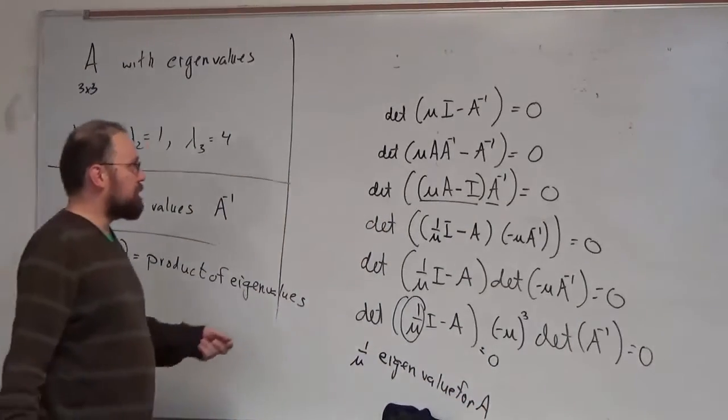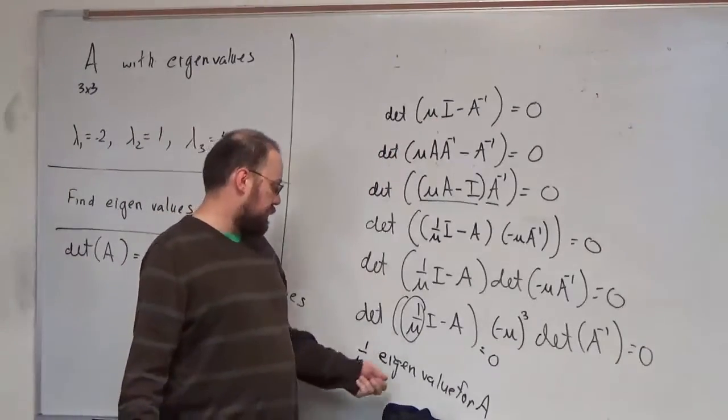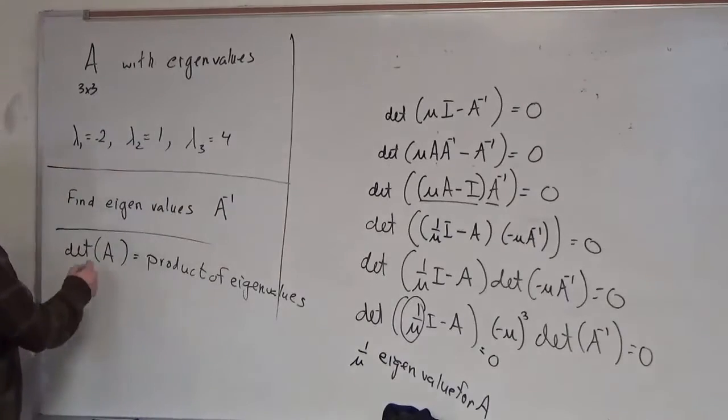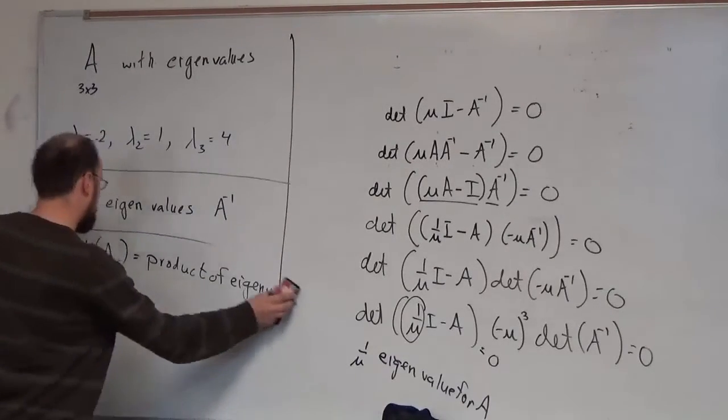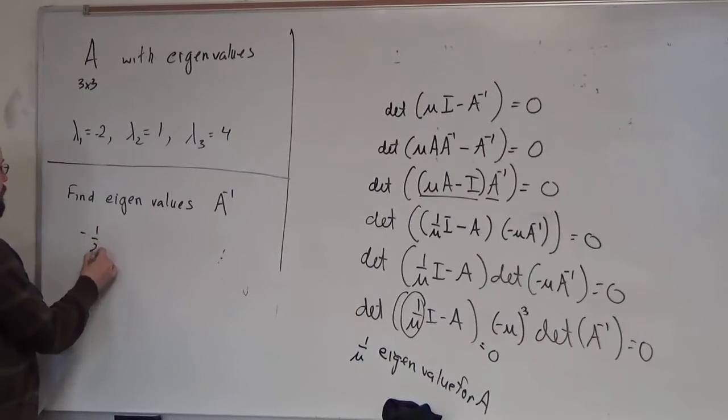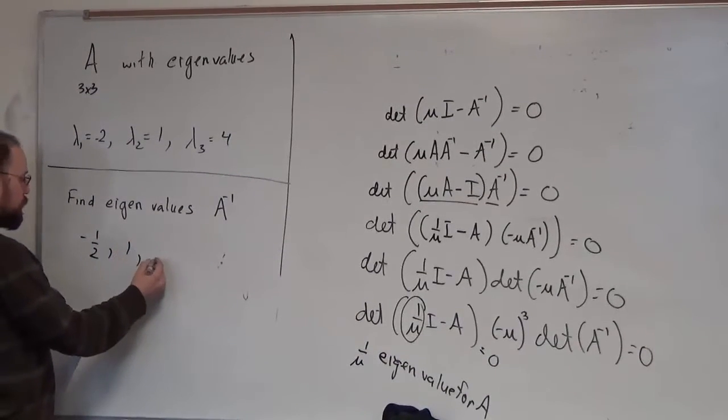So this means that the eigenvalues for A inverse are just the reciprocals of the eigenvalues of A. So the eigenvalues for our matrix A inverse are -1/2, 1, and 1/4.